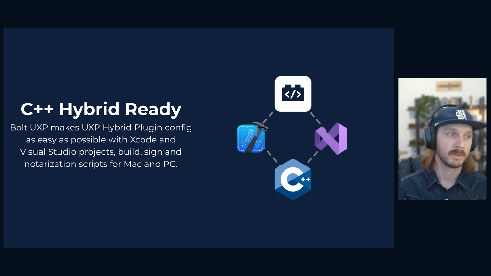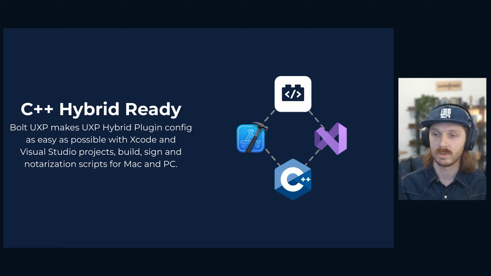And it's also C++ hybrid ready. If you're not familiar, UXP has a unique ability to add a hybrid plugin aspect to your plugin if you want. That's adding additional C++ code that can do things that you can't with the UXP API, like doing system calls, creating servers, or accessing external binaries. That's something that typically wouldn't be possible in UXP. Hybrid allows that to be possible, but it's a lot of setup.